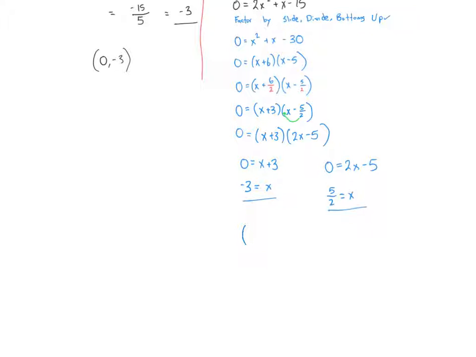All right, so x is negative 3, comma 0, and 5 over 2, comma 0.